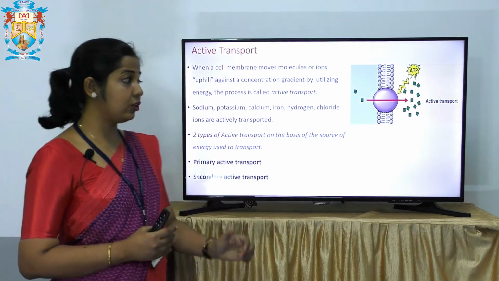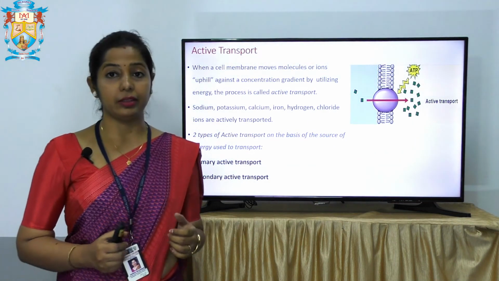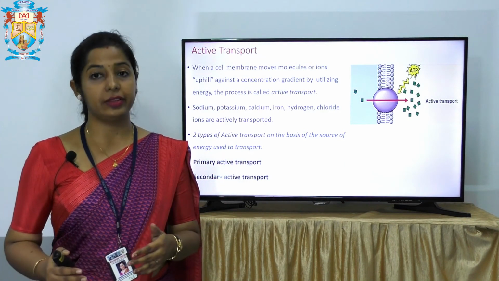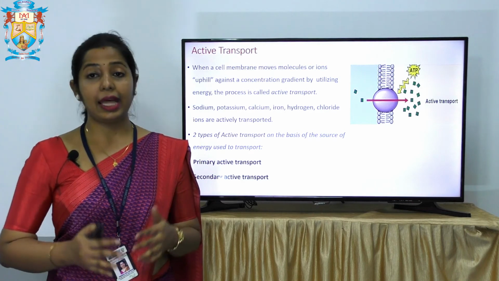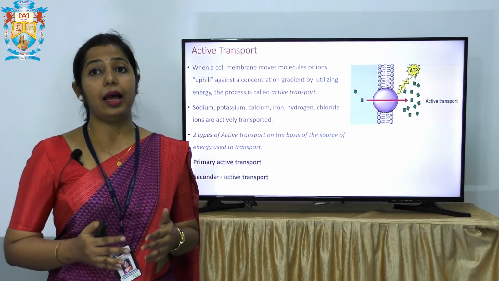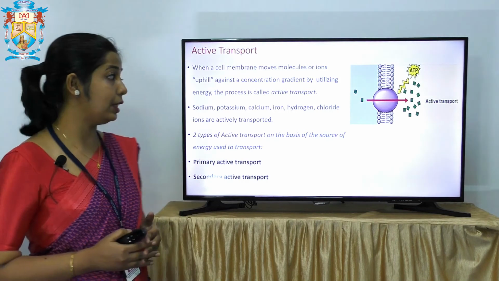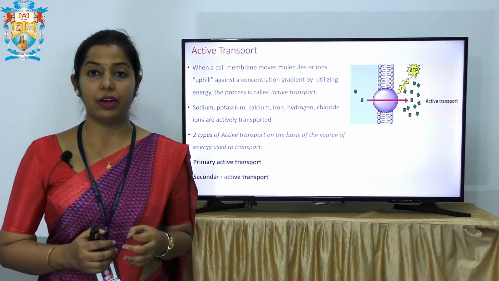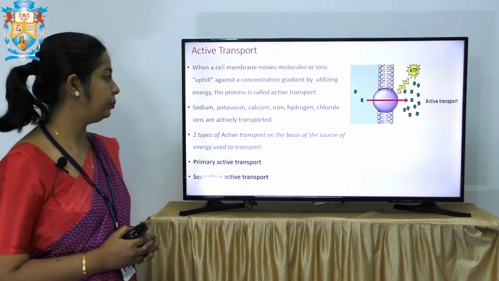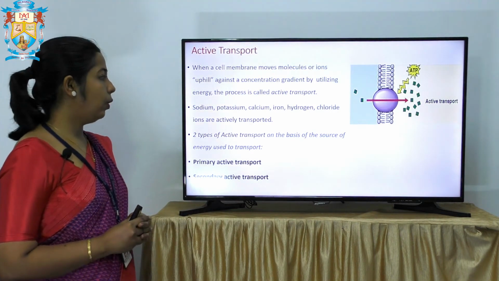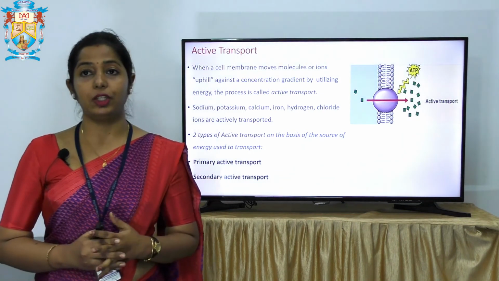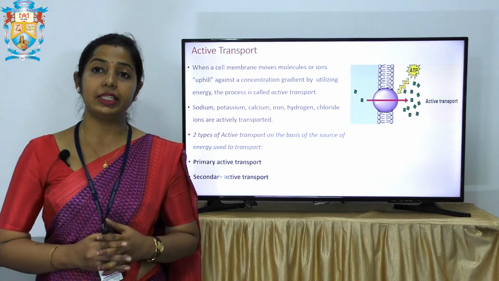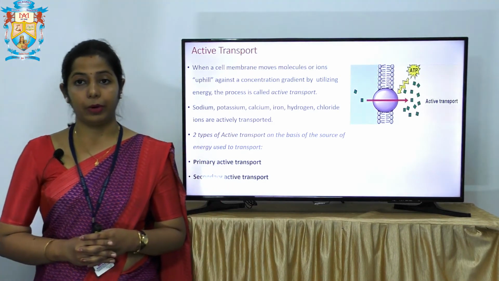So, in active transport, the movement of ions takes place from low concentration of solute to high concentration of solute, and this is possible with the help of energy. ATP is the molecule which gives energy for this process. Mainly sodium, potassium, calcium, iron, hydrogen and chloride ions are actively transported across the membrane.